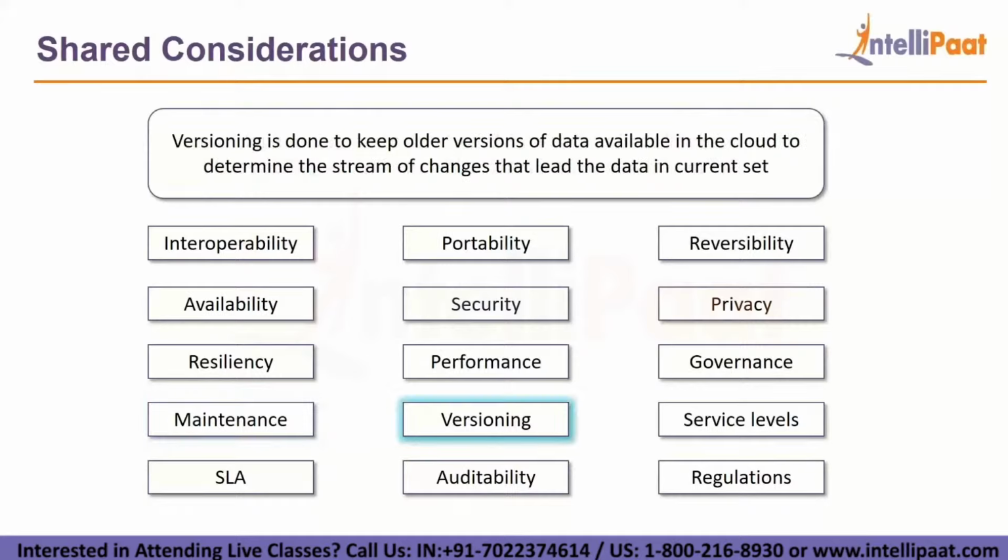Then comes versioning, which is done to keep older versions of data available in the cloud to determine the stream of changes that led to the current state. It could be that some data does not need versioning. For instance, database systems, unless they are temporal databases, you may not need to know how the data changed from one step to another. However, things such as files and sheets need this versioning capability. It basically means that if tomorrow one user logs in, makes some changes, and then leaves, the other user should be able to see what the data was before the change and what the data is after that change.